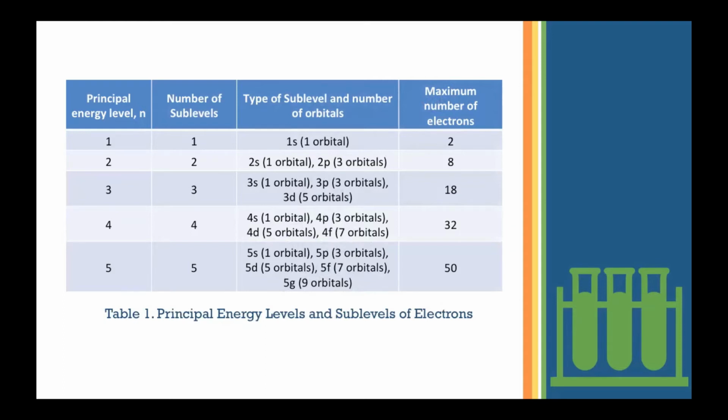The maximum number of electrons a principal energy level can hold: for principal energy level 1, we have 2. For principal energy level 2, we have 8. For principal energy level 3, we have 18. For principal energy level 4, we have 32. And for principal energy level 5, we have 50.